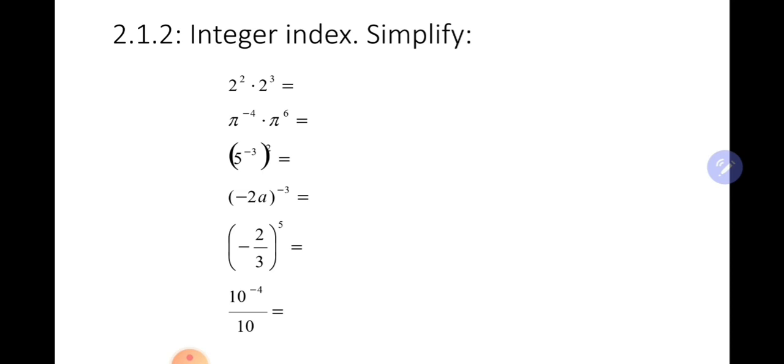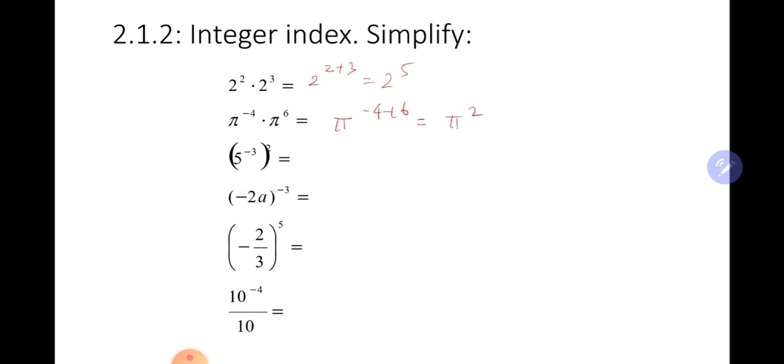Now let's look at a few examples of integer index. I think you all are already good at this one, so it's okay, we just revise a little. To simplify these expressions, we use the properties of indices. For instance, we have 2 power 2 times 2 power 3. This is just 2 power 2 plus 3, so you get 2 power 5. Then you have pi power negative 4 times pi power 6. You get pi power negative 4 plus 6, which is pi power 2.